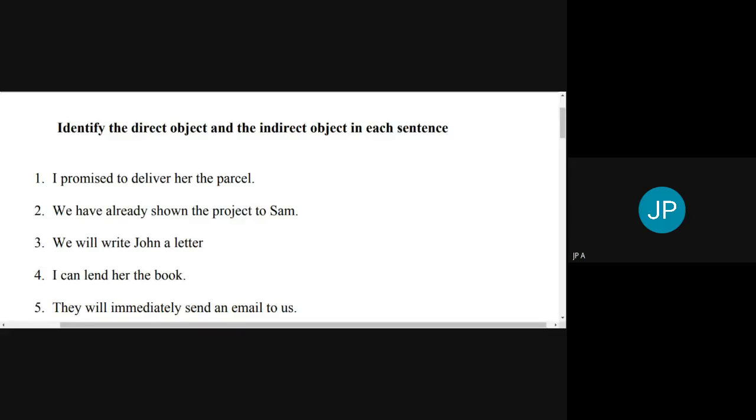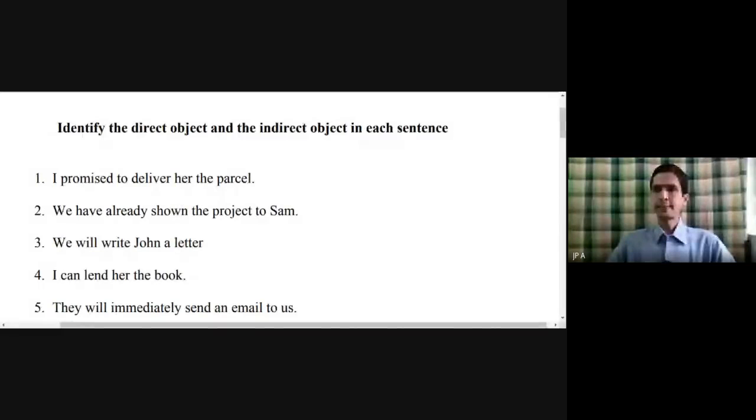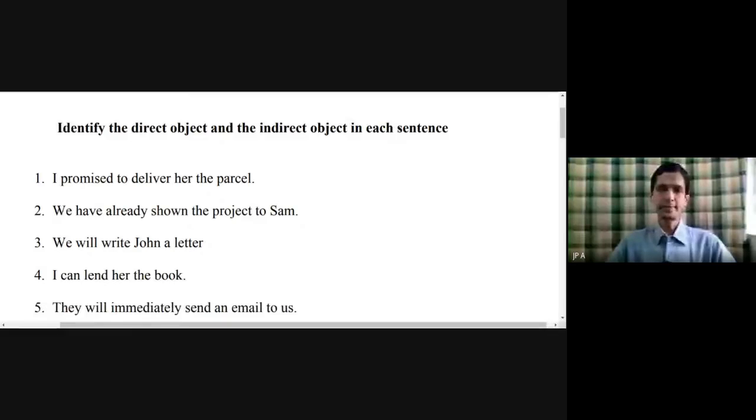They will immediately send an email to us. Which is the verb? Send is the verb. So all the questions will be asked to send. Send who or send what? An email. Yes, exactly. An email is correct. So an email is the direct object.